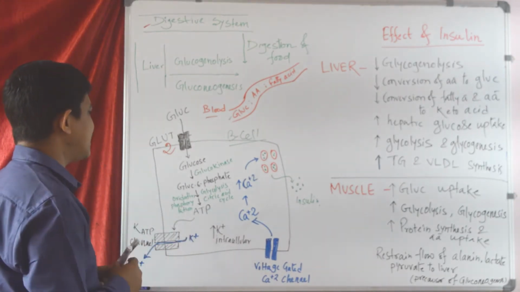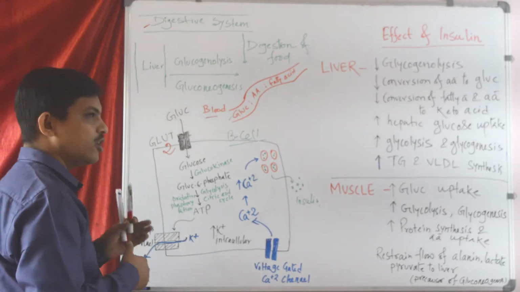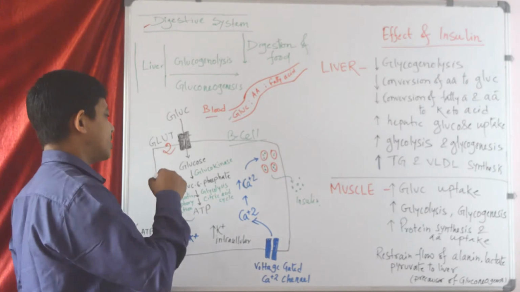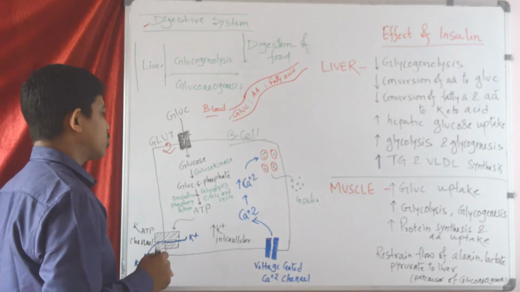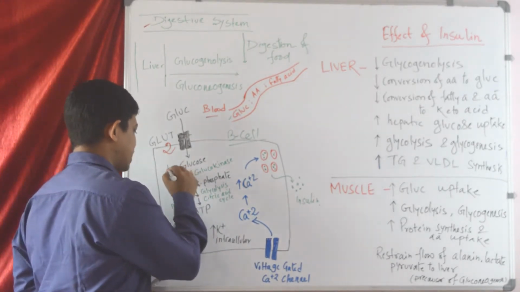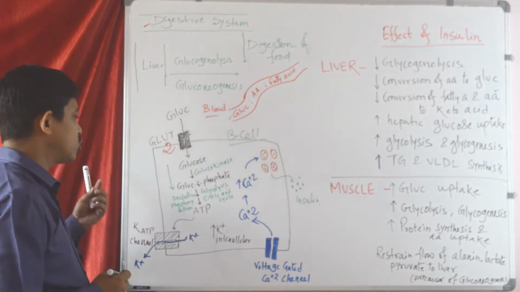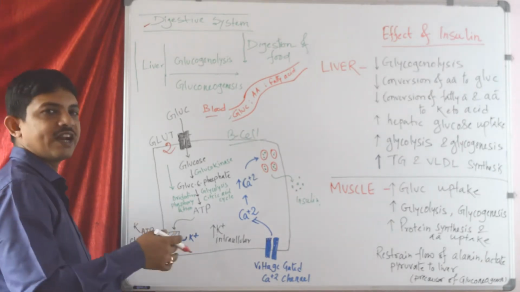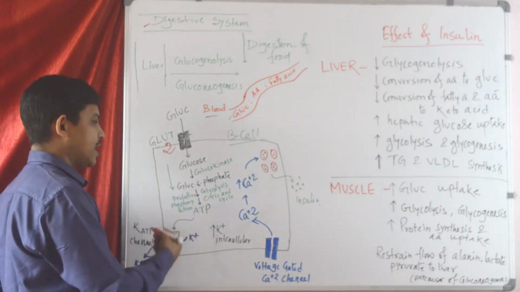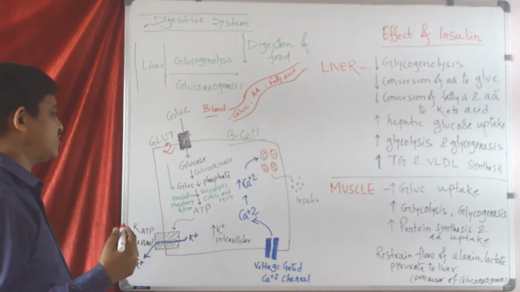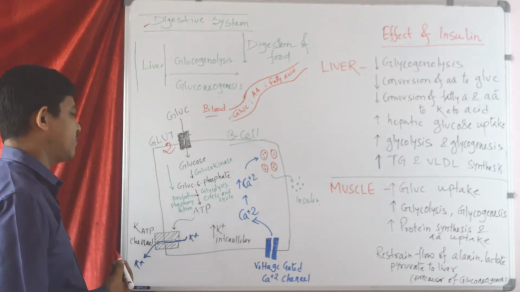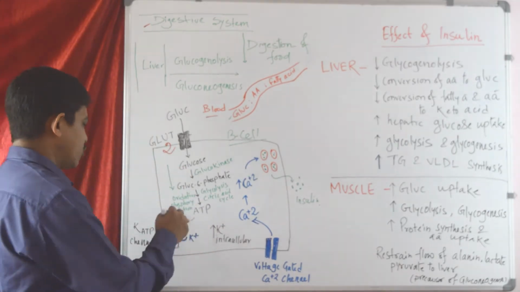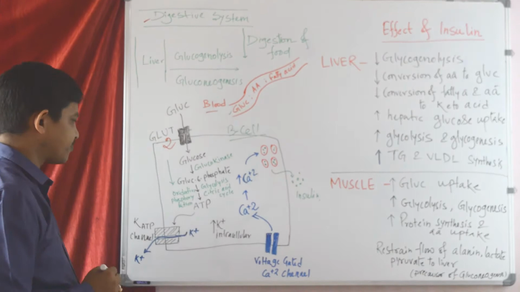After entering the beta cell, glucose undergoes different conversions. Through glucokinase, it is converted into glucose 6-phosphate. Then through different steps, like glycolysis, the citric acid cycle and oxidative phosphorylation, it will generate ATP.